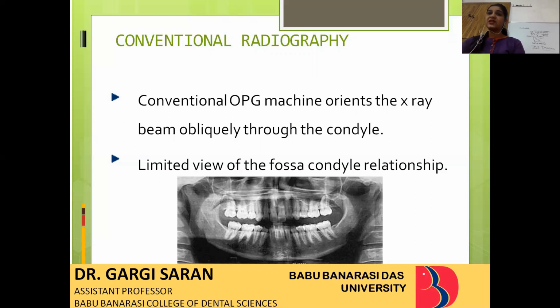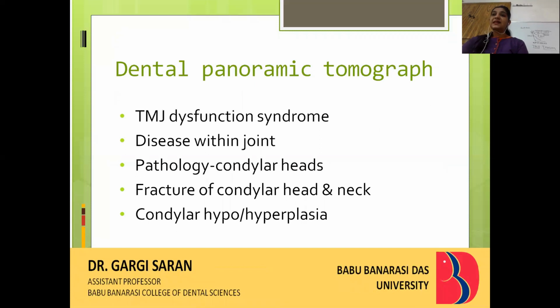The conventional OPG machine orients the X-ray beam obliquely through the condyle. A limited view of the fossa and condyle is seen in conventional OPG. This is the dental panoramic ray tomograph. What are the indications when we advise such an OPG to patients? TMJ dysfunction syndrome, disease within the joint, pathology of condylar heads, fracture of the condylar head or neck, and condylar hypo or hyperplasia.